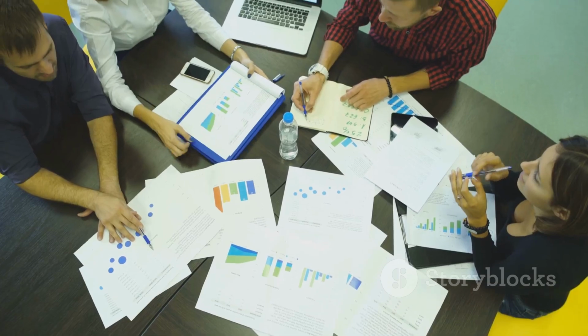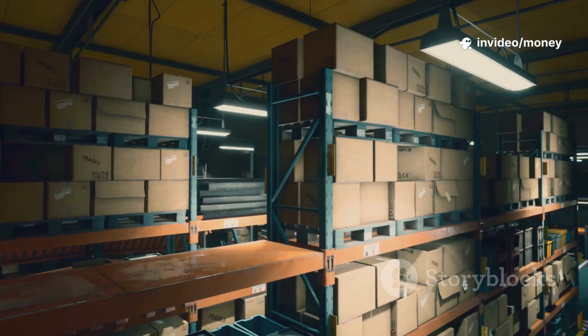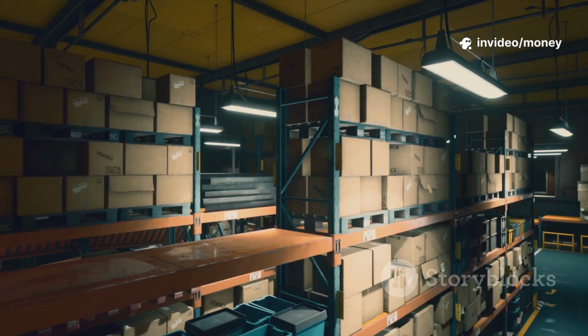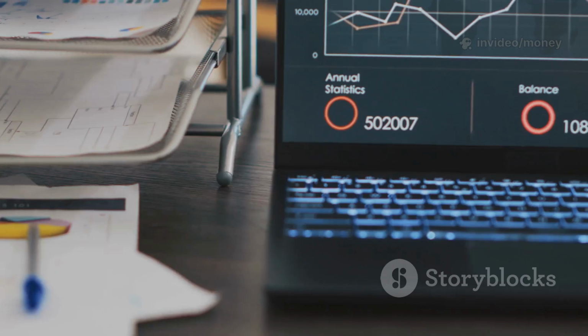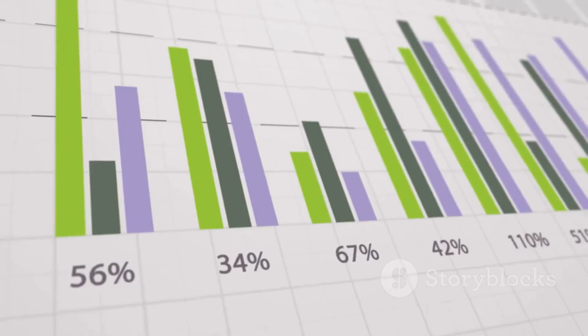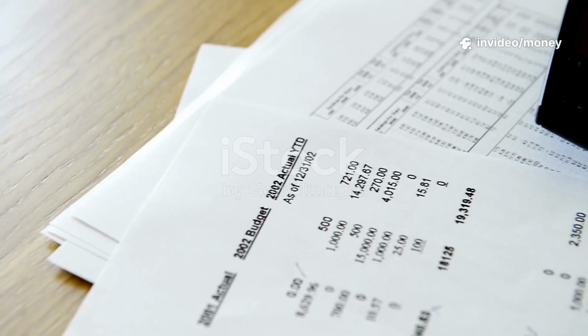Interest coverage shows how easily a company pays interest, EBIT divided by interest expense. Inventory turnover shows how often inventory is sold and replaced, cost of goods sold divided by average inventory. Asset turnover measures sales generated per dollar of assets, sales divided by total assets.